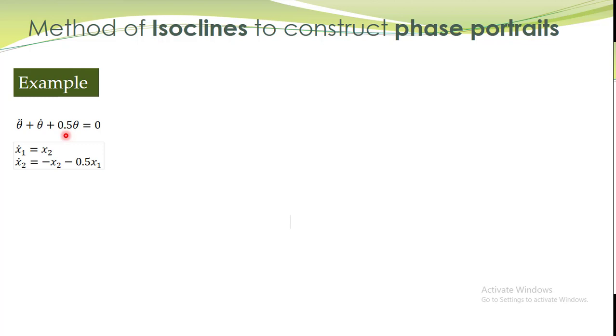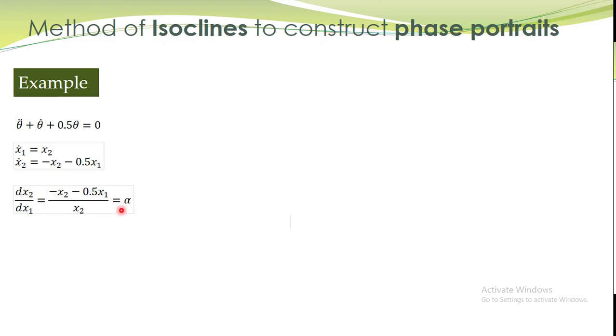We write equations for isoclines, and this is the equation for isocline: dx2 by dx1, that is the slope of trajectories at a given point. So that is dx2 by dx1 equal to f2 divided by f1. So f2 is over here, f1 is this one. We substitute this to be equal to alpha. So what is this equation?